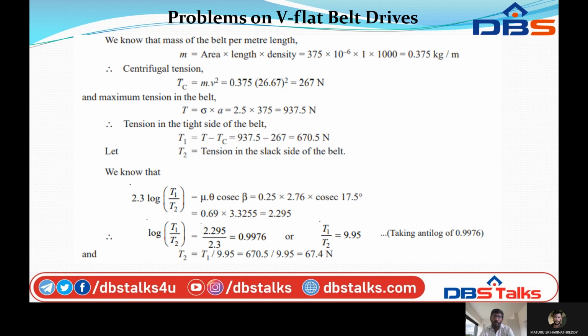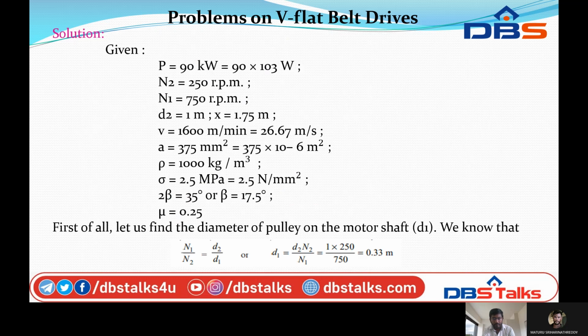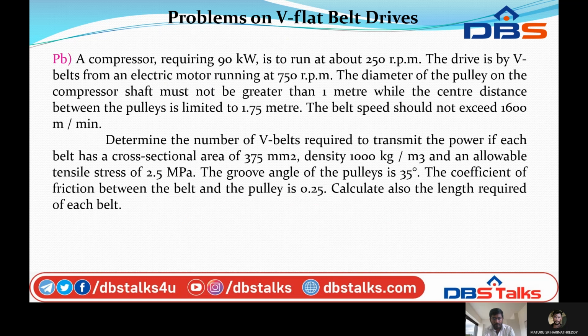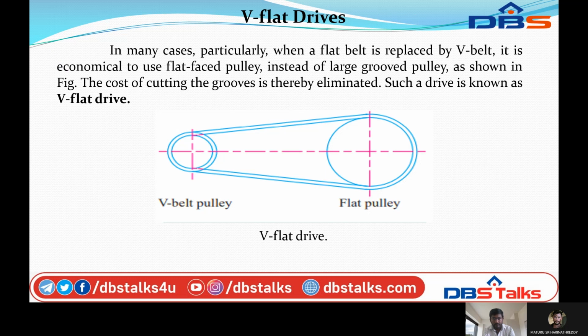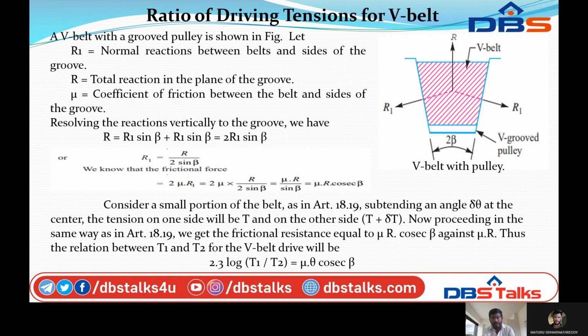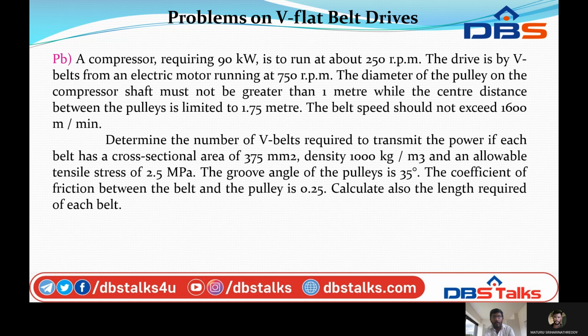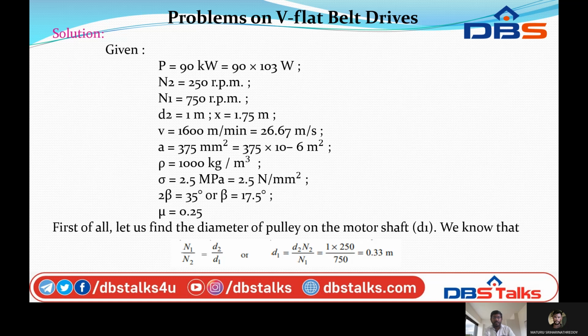We know that 2.3 log of T1 by T2 is equal to mu theta into cosecant beta. This formula is taken for the ratio of the driving tension of the belt. So to calculate T2, the formula is 2.3 into log of T1 by T2 is equal to mu theta into cosecant beta. So this formula is used in this problem for calculating the T2 value.